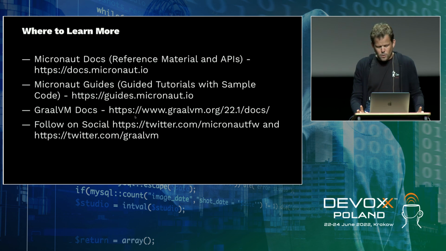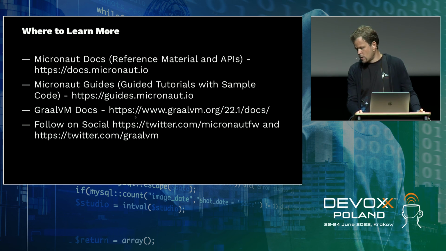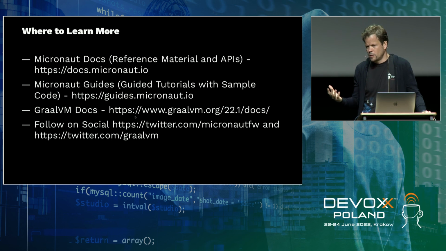So where to learn more? Micronaut docs are awesome. If you go to docs.micronaut.io, we have a lot of reference material and a lot of great APIs. We put a lot of effort into the documentation for the framework. It's all based on AsciiDoctor, and every single snippet that you see is actually a unit test that tests real code. So we try to produce quality documentation, and there's quite a lot of it.